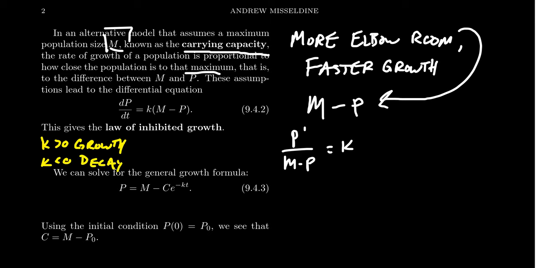Like so. And so, for the most part, we're going to make some assumptions that K is always going to be a positive number, and that P is going to be less than M. That is, there is some room to grow. Because if we actually had P larger than M, even with a positive growth model, things would decay, because there's not enough space to support all of these things.